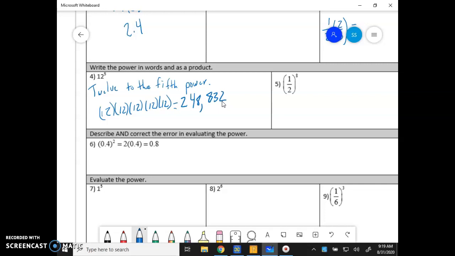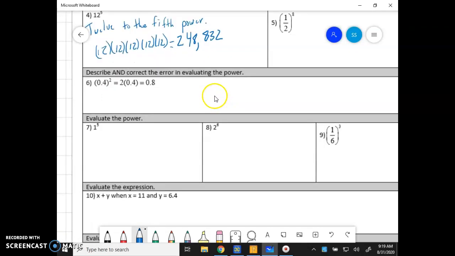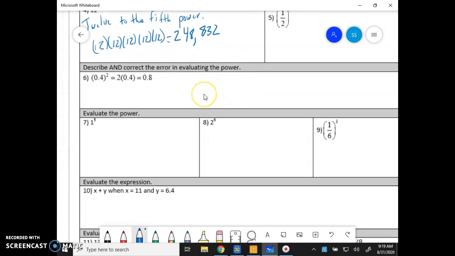All right, number 6. A lot of students struggle with these types of problems. Basically, what we have here is a problem, and then it's solved incorrectly. So you need to see, well, what's the error. So here's the problem over here, and here's how this person solved it. Okay, so this is 0.4 squared. Something you might want to do is just solve that problem and see, well, what would you do differently?